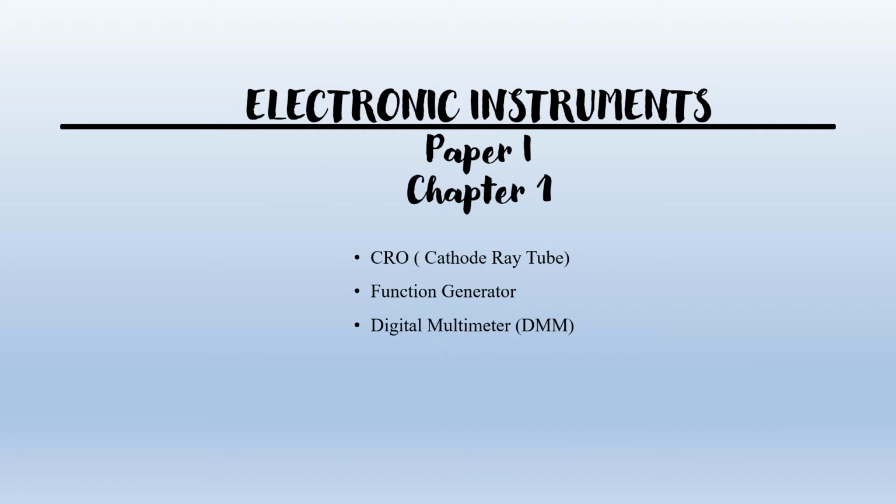This is part 2 of electronic instruments, that is first chapter from paper 1. In earlier part 1 we have studied half part of CRO, that is in detail block diagram of CRO, CRT and electrostatic focusing system. This chapter consists of two more instruments, function generator and digital multimeter. So in this part, we will be studying the remaining part of CRO, function generator and digital multimeter.